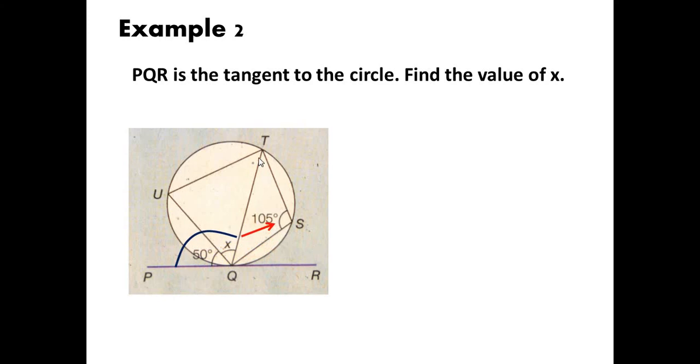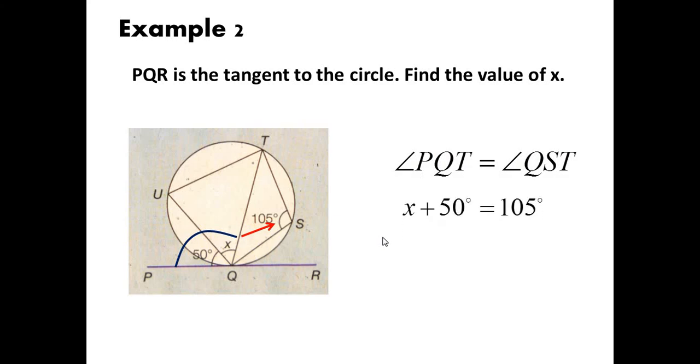Okay, you can see this is the chord and this is the segment. So opposite to it is 105 given here. So these two angles, they are equal, right? Okay, so your X is equal to 55 degrees.